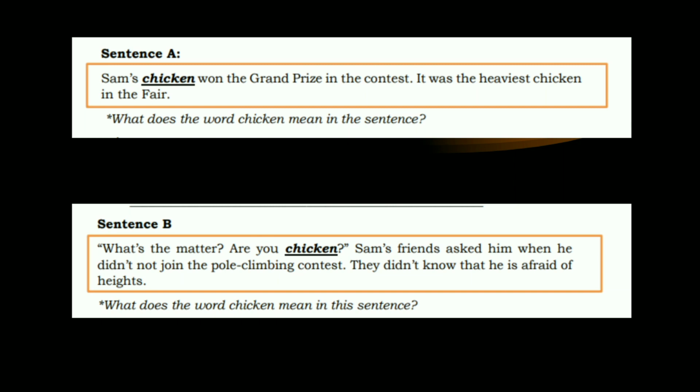So knowing the connotative meaning of a word can lead you to be more tactful. It also leads you to use a more appropriate word to narrate what is really happening. So sentence A here is the denotation and sentence B is the connotation. So chicken in sentence A means bird, while chicken in sentence B means afraid or coward. Let's have another example.